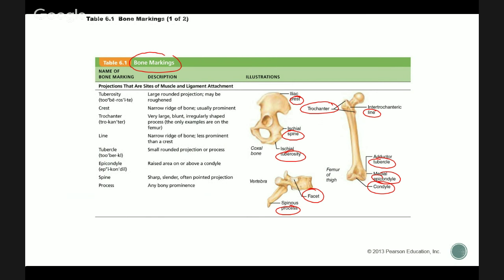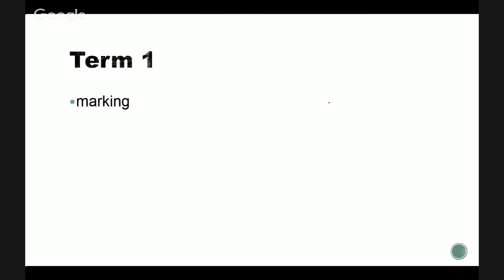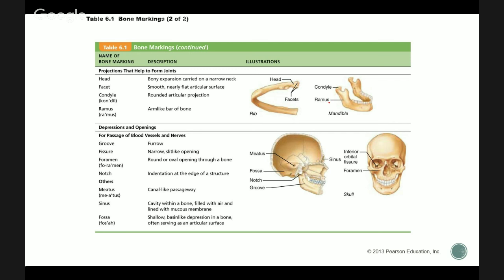Just be aware that these are the outies. These are the bone projections, right? And actually, the first term today is bone marking. Some other markings are at the top of this picture, everything above this line here. So a head, facet, condyle, we saw some of these before, ramus. These are all projections that help form joints.